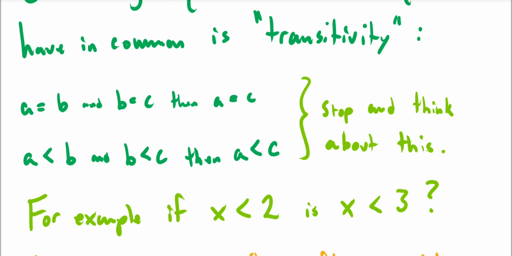And then consider the following. If x is less than 2, is it also the case that x is less than 3? Yes, because 2 is less than 3. Because 2 is less than 3, if x is less than 2, then we know that x must also be less than 3.